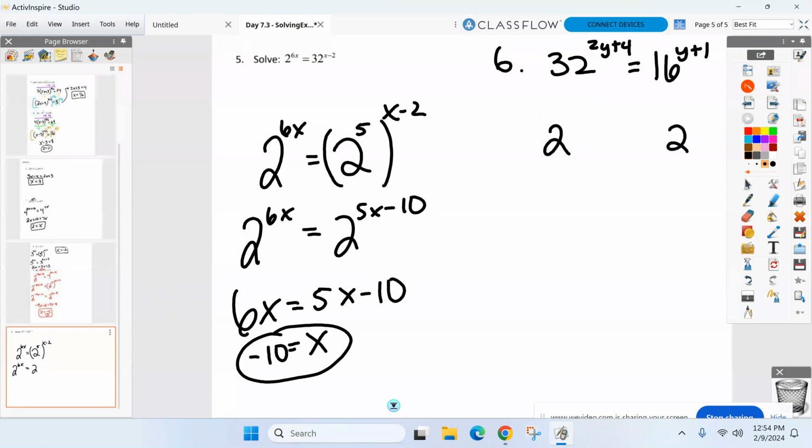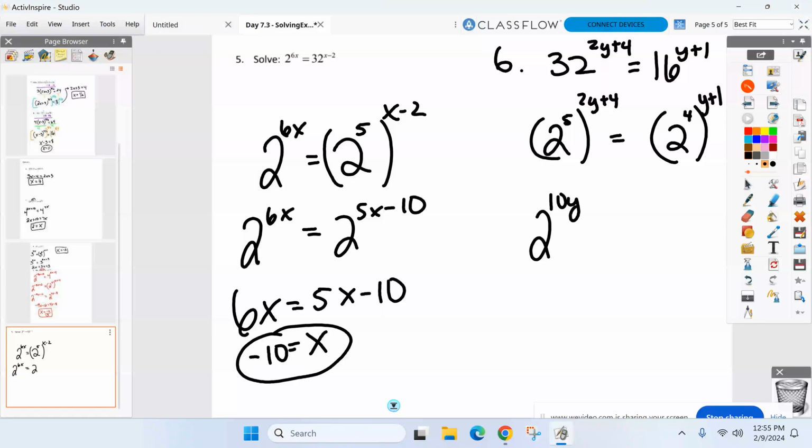So there will be problems where you have to change not just one, but both the bases. So what do you got? We said 2 to the 5th already on the last problem. Give me 32. And what about over here? 2 to the 4th? And then you got to keep trucking here. Distribute all the way. 2 to the 10y plus 20. 2 to the 4y plus 4. So there will be a couple problems probably on Monday where you have to change both the bases.